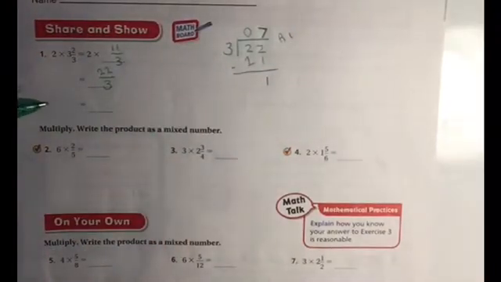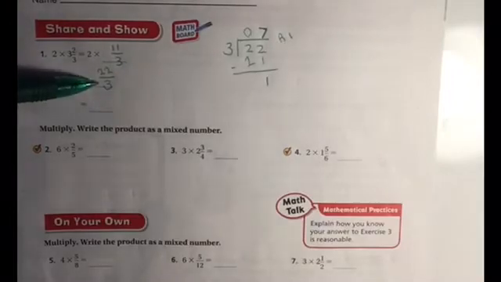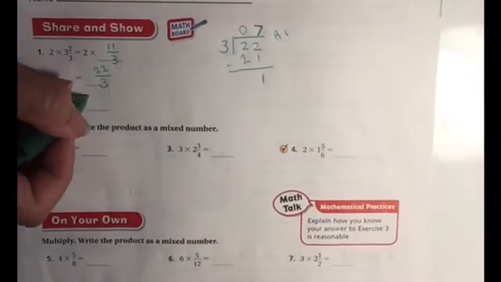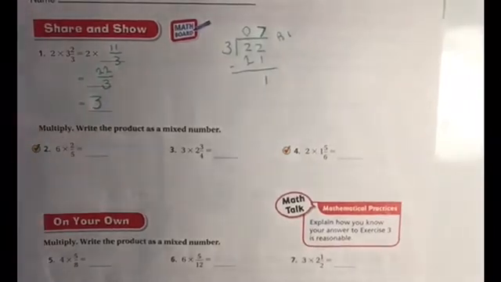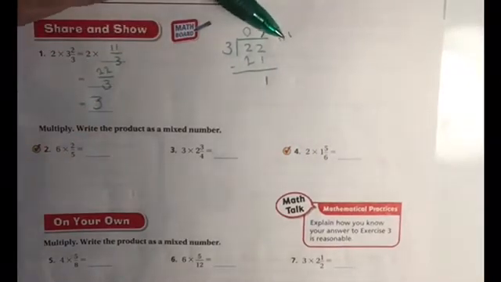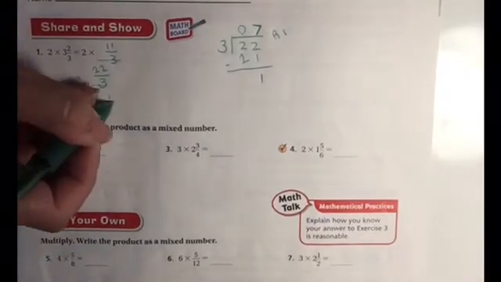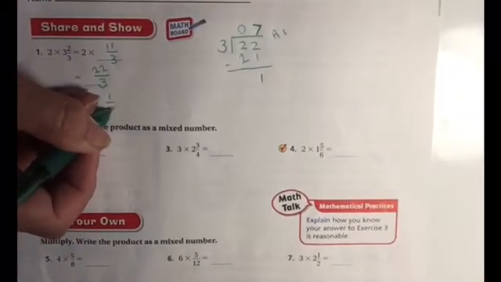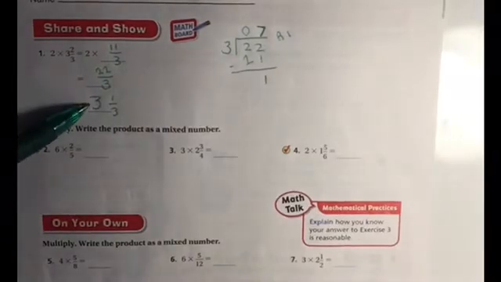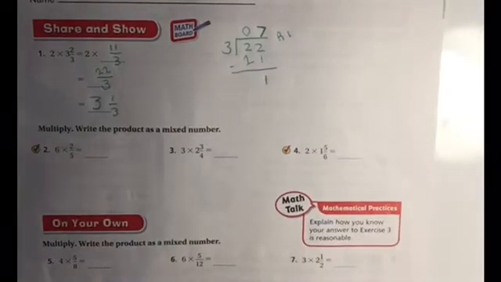So now I know for my mixed number, 22 thirds really equals 3 wholes. And remember, that's 3 wholes of 3 thirds. And what do I have left over? 1 over 3. 1/3. So your answer is 3 wholes and 1/3.